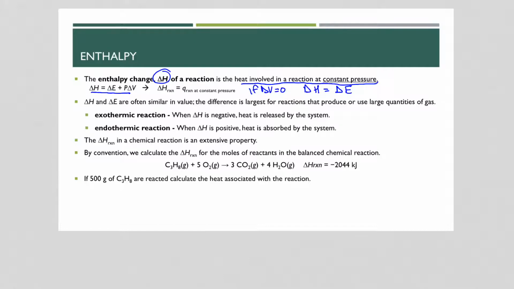Now, that means enthalpy is equal to Q, right? So in a previous section, we saw that the change in energy of the reaction was equal to Q, because no work was done. If no work is being done, then that also means that the enthalpy is equal to Q, but at constant pressure, right? So the big difference here is the constant pressure idea.